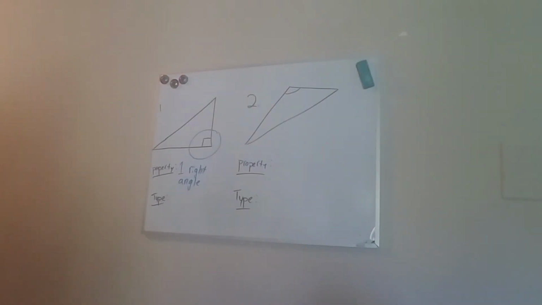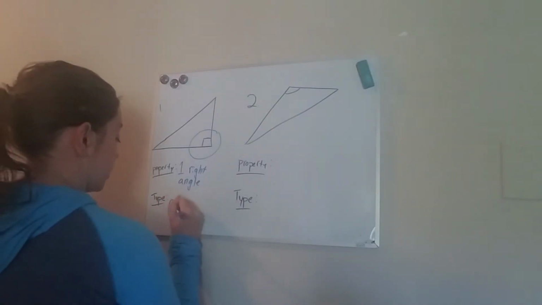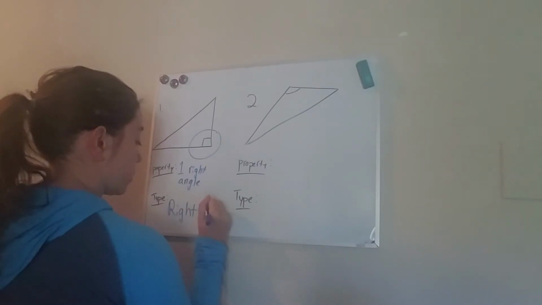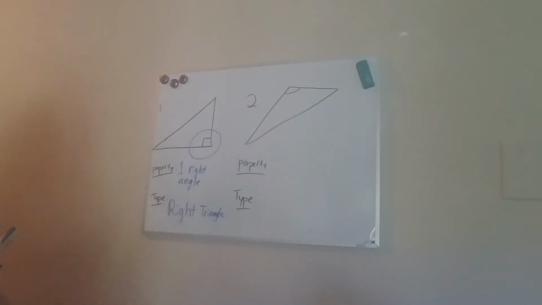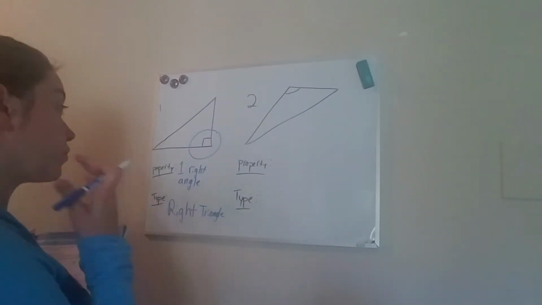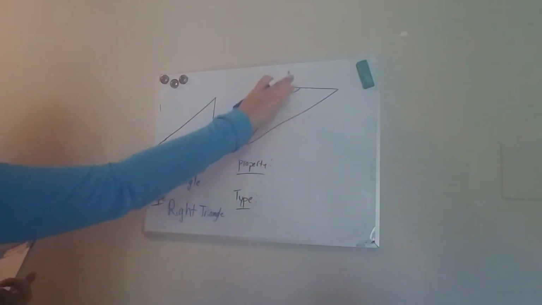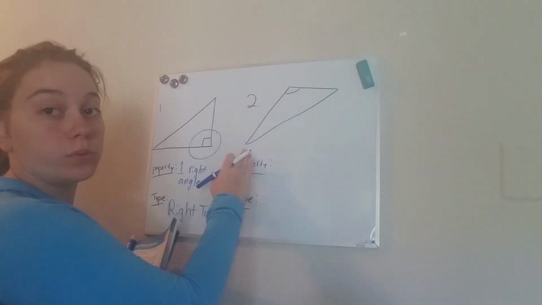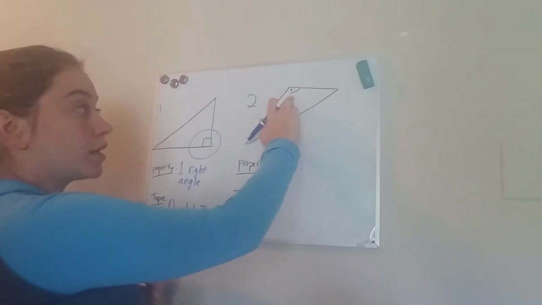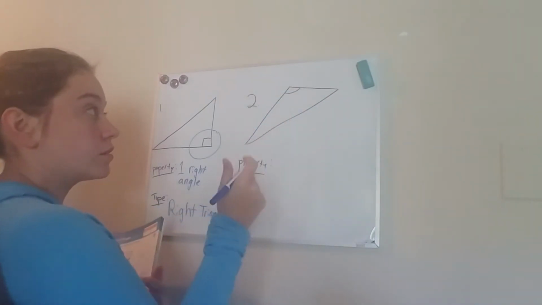So if it has one right angle, what kind of triangle is that? It is a right triangle. So that's what you need to write down. A right triangle. Now look at number 2. So let's look at these. We have 3 angles in our triangle, just like any other triangle. This one is an acute. This is an acute, but if we look at this, what kind of angle is this?